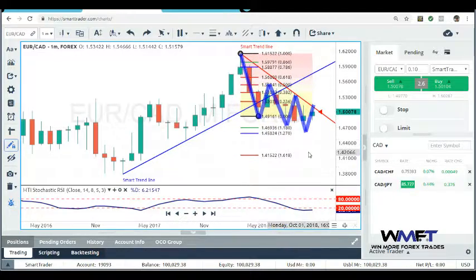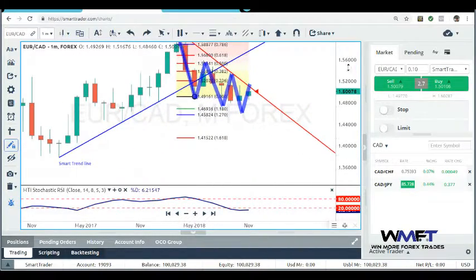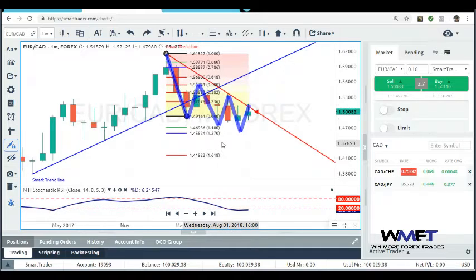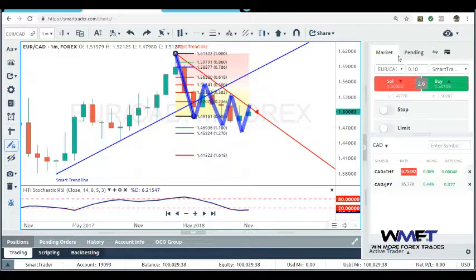Okay, so this is the EuroCAD. It's just a recap of the EuroCAD. Right here, you can see the EuroCAD. We had an uptrend. This is the monthly time frame. We had an uptrend right here, and then the market broke this uptrend line, and now we have a downtrend line, and the market is honoring this downtrend line, and we are in the sell zone.